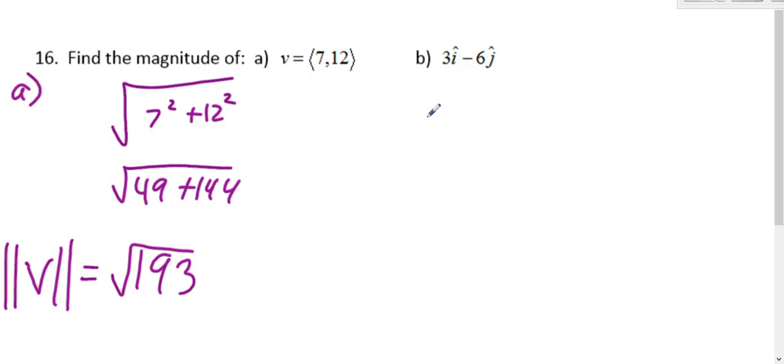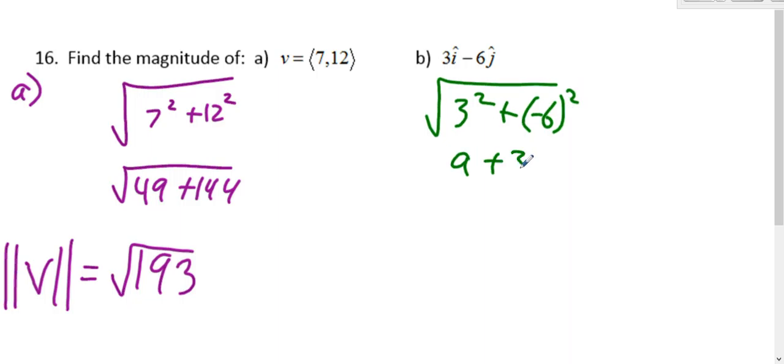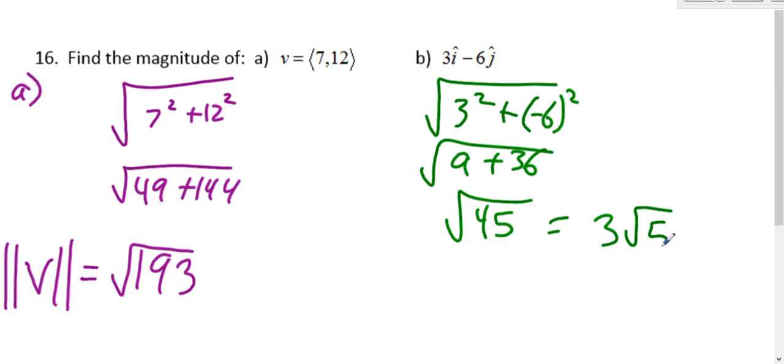For B, it's the same thing. Square root of 3 squared plus -6 squared. That's 9 plus 36. That's 45. You could simplify that to 3 square root 5. There's your magnitude.